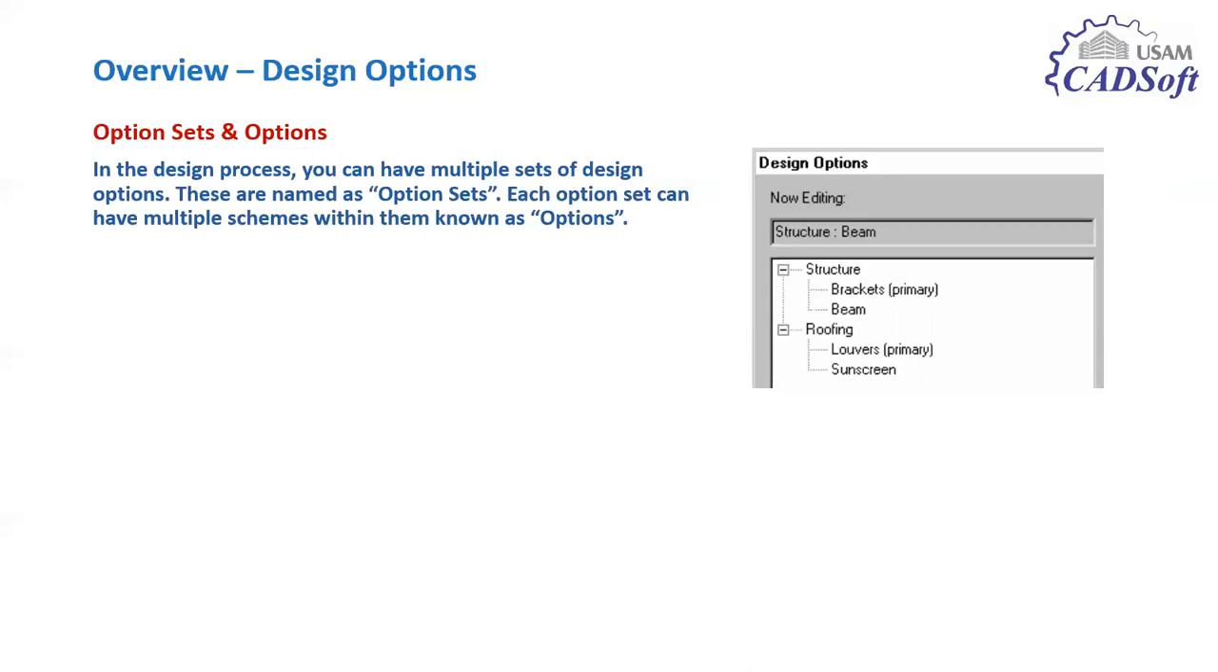Within these option sets, you have different options. You can see in the example that for the structure there is brackets and beam, and for roofing you have louvers and sunscreen. So option sets and options are like different categories, and within that category you have multiple subcategories. Let's quickly get into the working of design options.